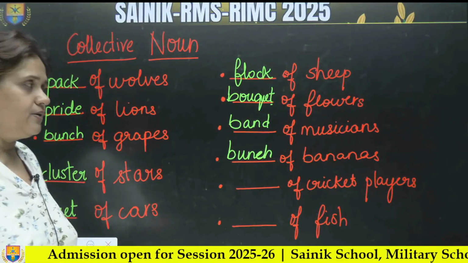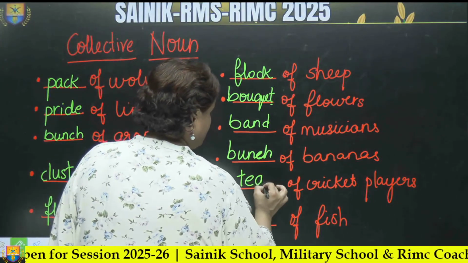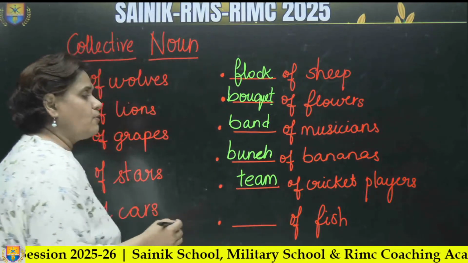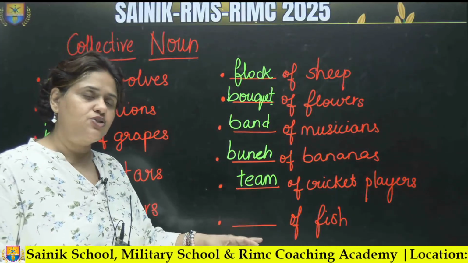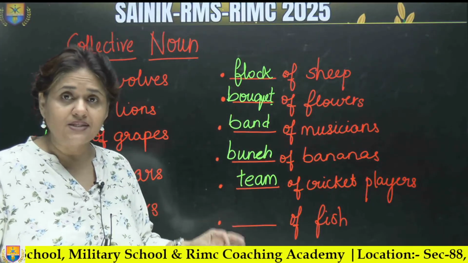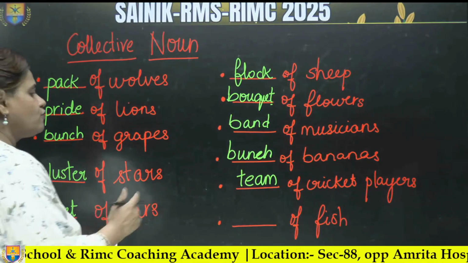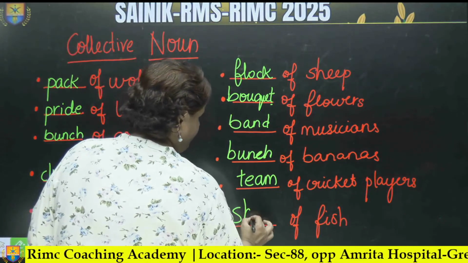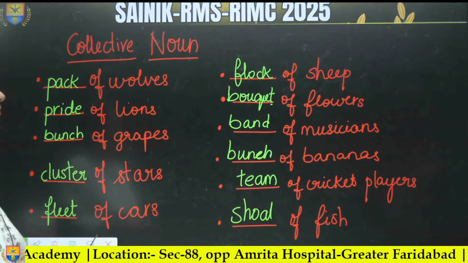A team of cricket players, or any players, we name them as a team. A team of football players, a team of cricket players. So when we have all the players together, we have the word team. And the last one, a shoal of fish. So we have this as a shoal of fish.